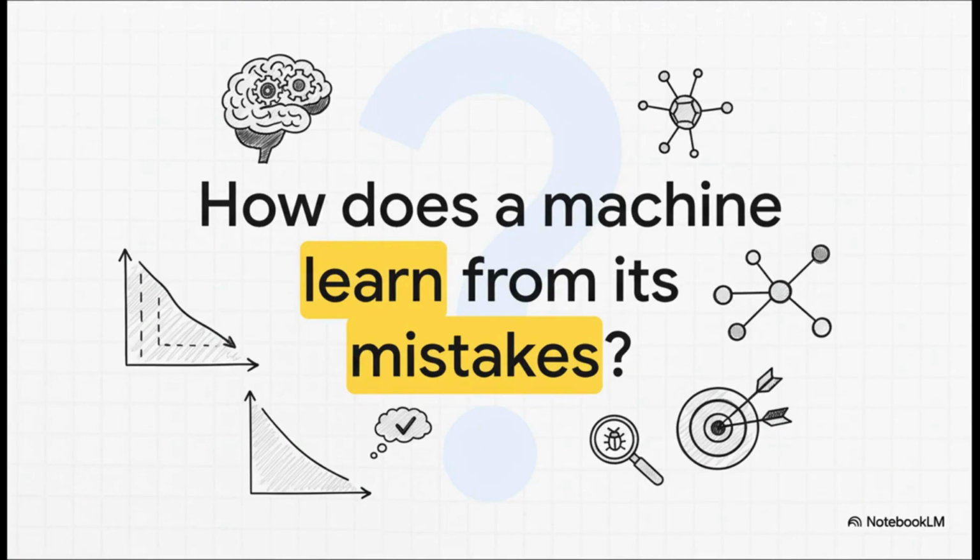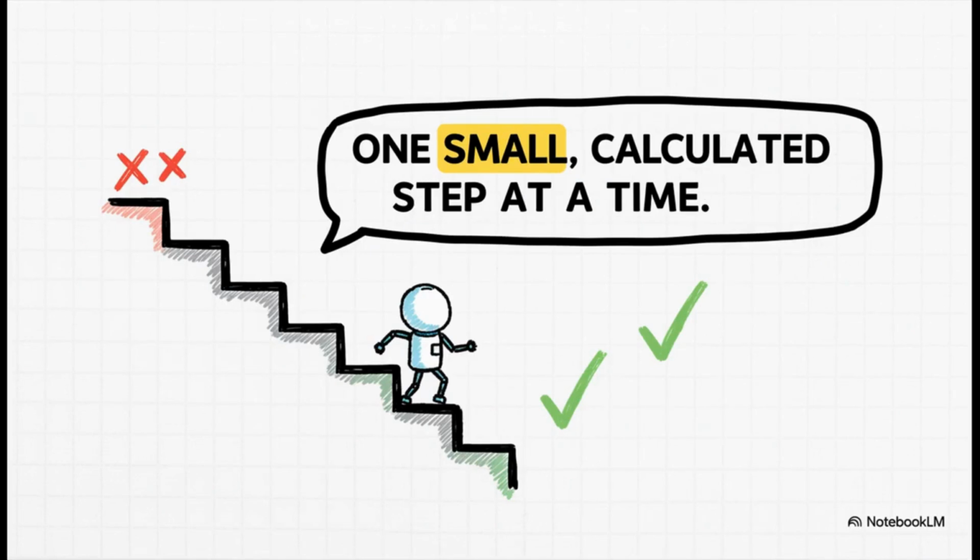So you hear about machines learning all the time, right? But what does that even mean? How does it actually work? When a model gets an answer wrong, how in the world does it figure out how to do better next time? Well, the secret is it's not some giant instantaneous leap of logic. It's a process. A machine learns by taking one small, careful step at a time, getting just a little bit less wrong with every single move.